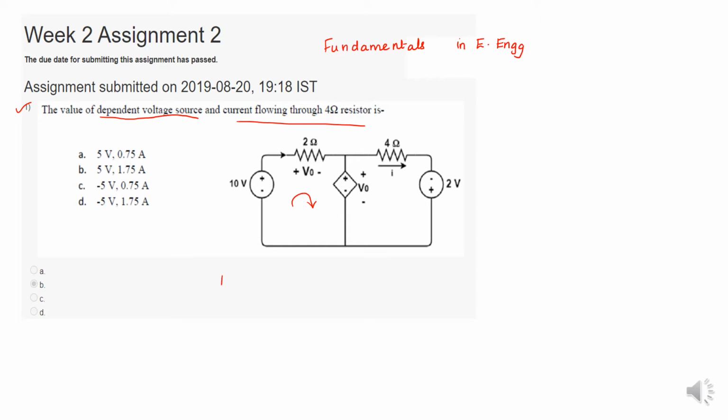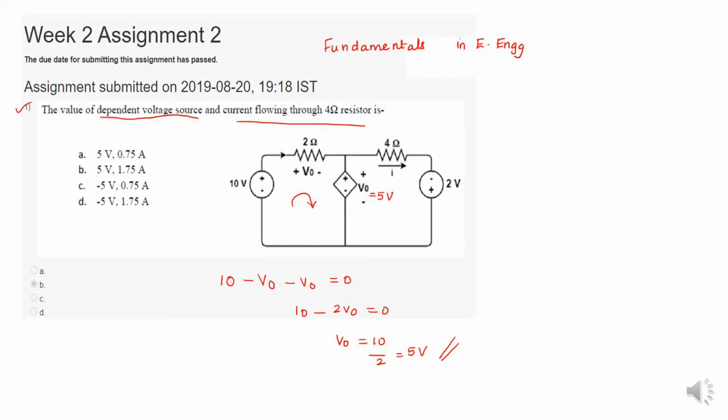The equation is: voltage rise 10. Voltage drop is indicated by minus V0. Again voltage drop, minus V0. That is equal to 0. So 10 minus 2 V0 equals 0. V0 equals 10 divided by 2, that is 5 volt. This is the value of the dependent voltage source.